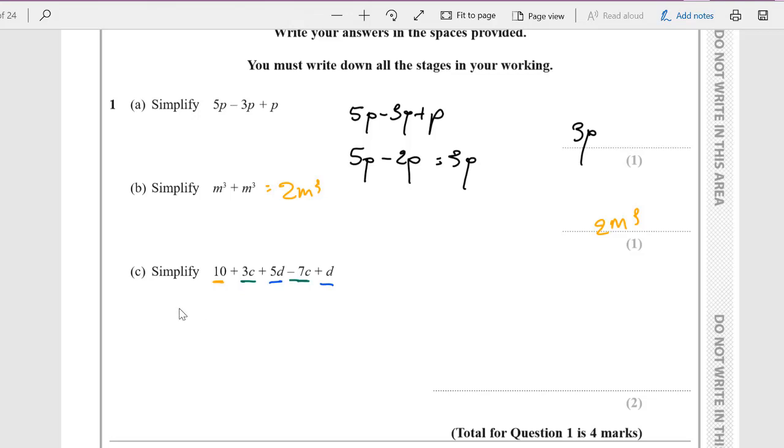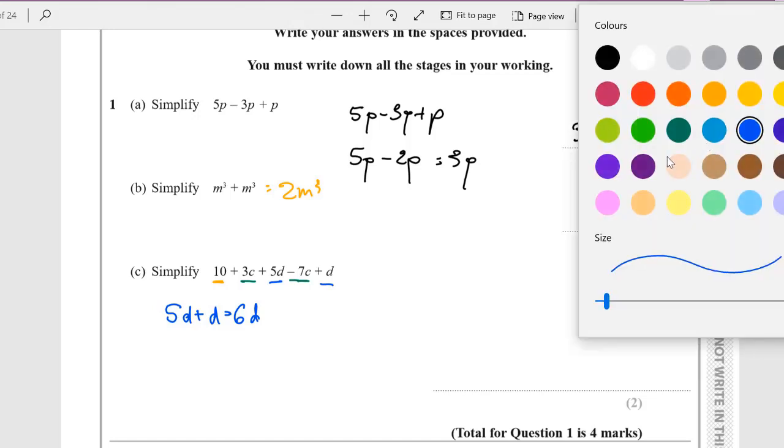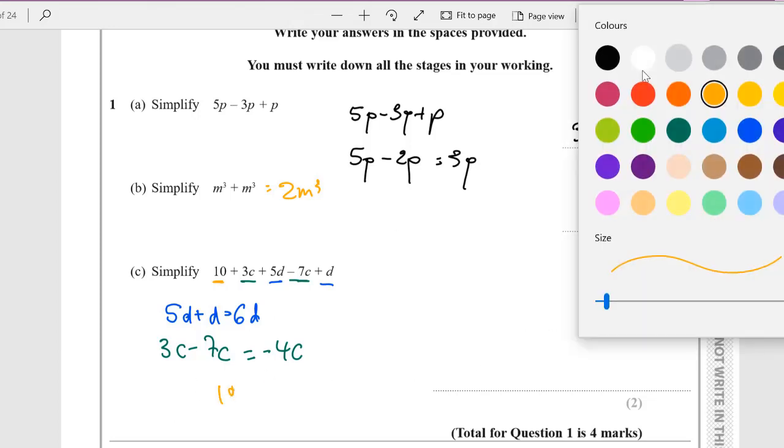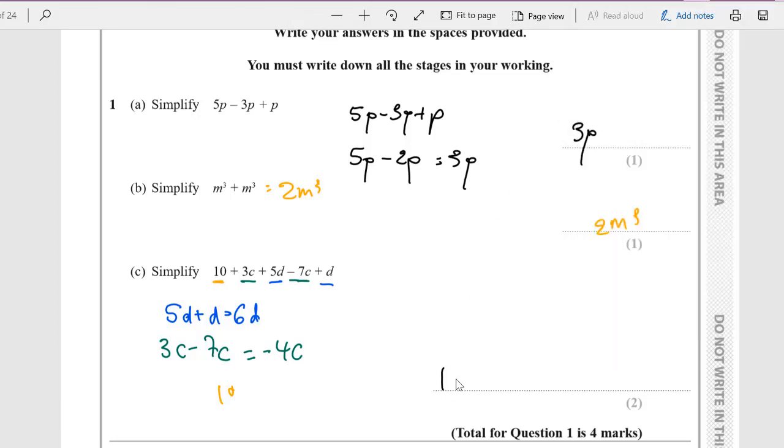So let's start with 5d plus d equals 6d. And then we said 3c minus 7c. So that's minus 4c. And then we can write our 10. So all in all, we will have 10 minus 4c plus 6d.